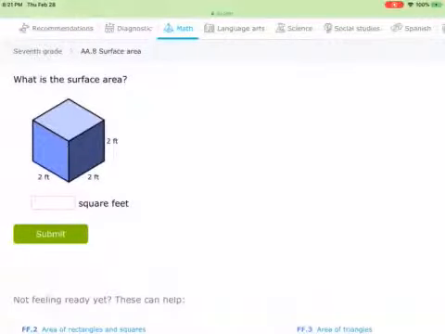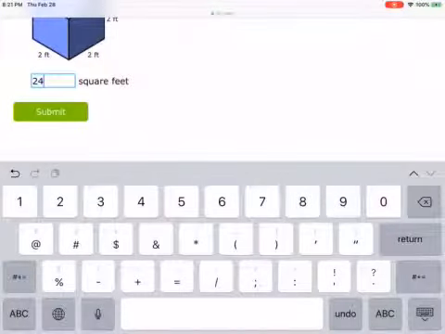All right, and this is what we had before. So 2 times 2 is 4, and then 6 of those, so it's going to be 24 square feet.